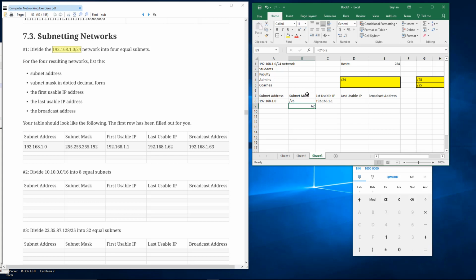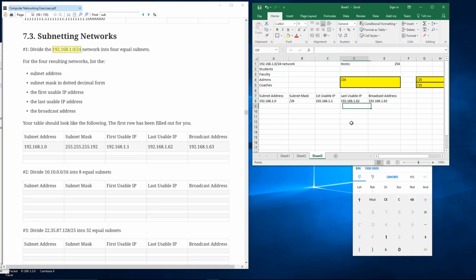Now I'm going to add this 62 to my subnet address to get the last usable IP. 192.168.1.62. Now what's my broadcast address? It's going to be the last usable IP address plus 1. 192.168.1.63. So that's that first subnet.